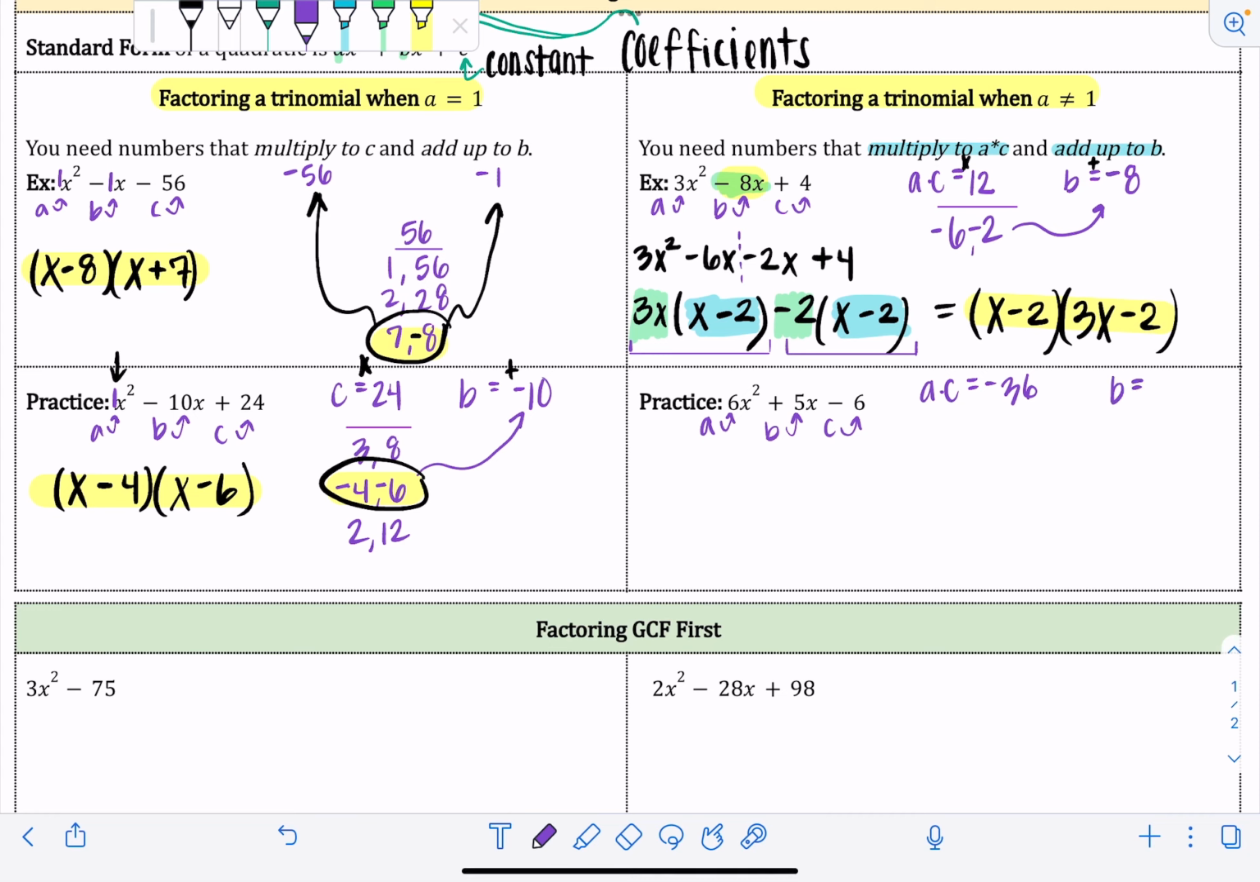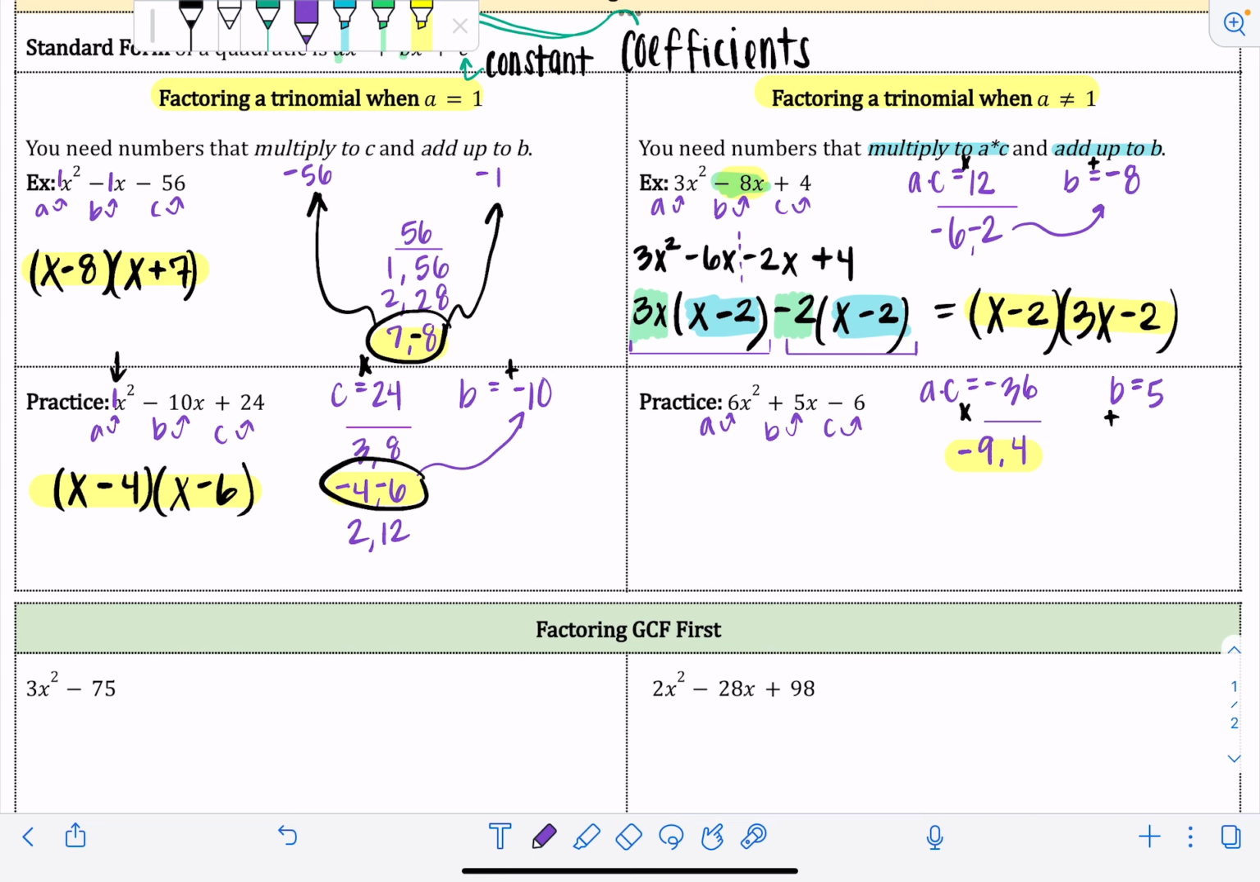Oops, not 8. I don't know why I wrote that. But b is 5. So I need numbers that multiply to negative 36 and add up to 5. To multiply to negative 36, I can do 9 and 4, and if they're multiplying to a negative 36, one of these numbers needs to be negative. So I'll do negative 9. So that combination works. It multiplies to negative 36 and adds up to 5.